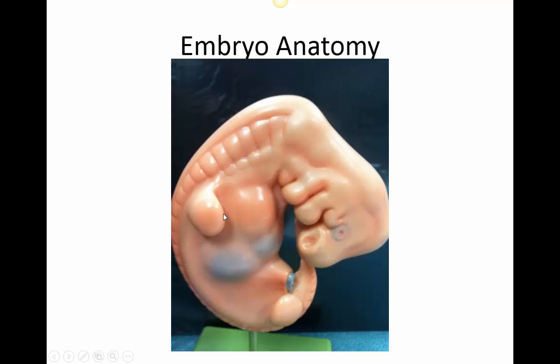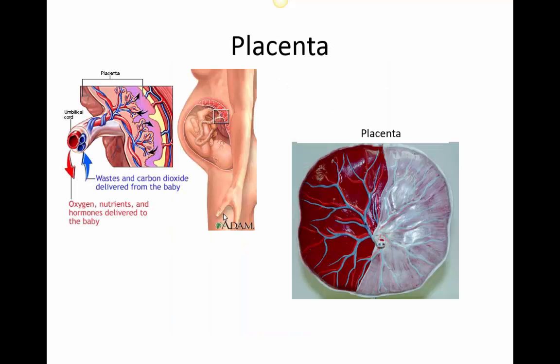So that's the embryonic structures that you need to know, and this was found on objective number 5. So continuing on, looking at the placenta. The placenta is the organ that supplies nutrients and takes away the wastes from the baby. It's that connection between baby and mother. So here's a placenta that attaches to the uterine wall.